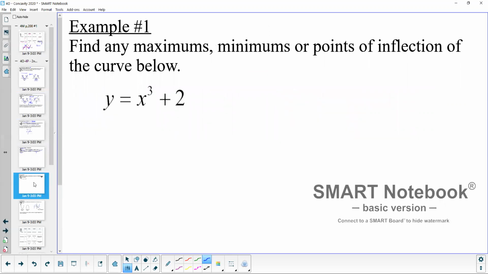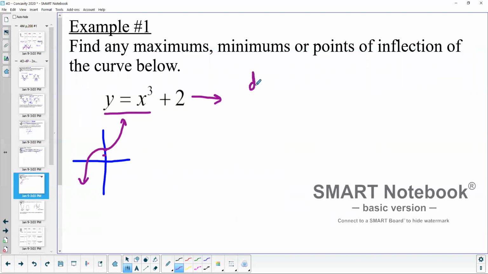So the first example of this is: find any maximums, minimums, or points of inflection of the curve y equals x to the third plus 2. Now, if you remember your function transformations from earlier in the year, we know that this is just y equals x to the third, which looks a little something like this. But then what does the plus 2 do? It essentially shifts this up 2 points. But let's look at this from more of a derivative analysis perspective.